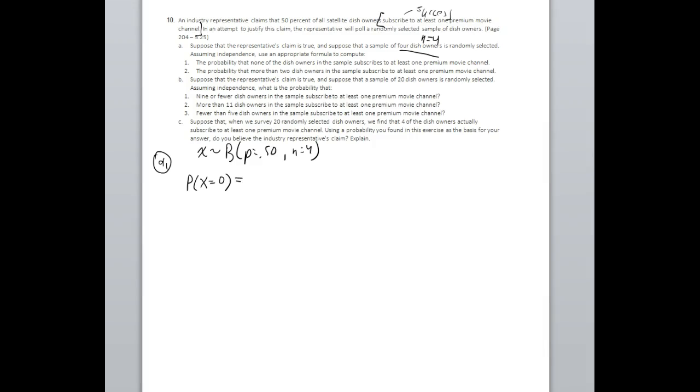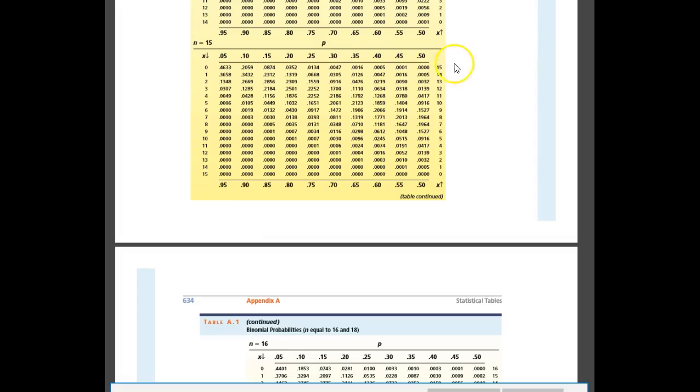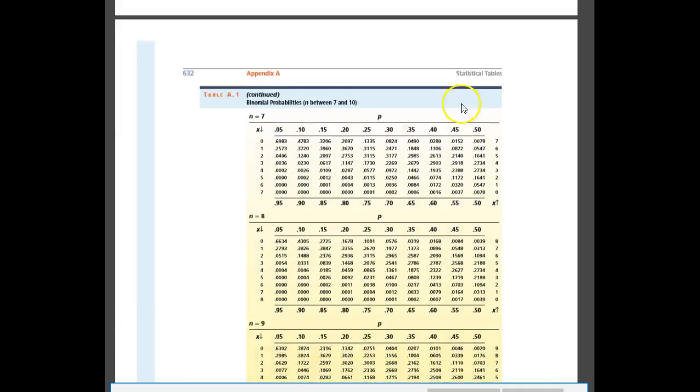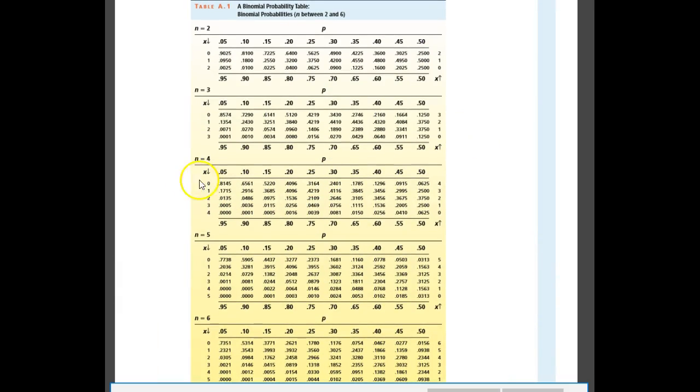Let's just go do this at our table. So we look for a table of n equal 4 and where the p-value is 0.5. So we scroll up, n equal 4 table in the binomial, and 0.5 probability. Because it's 0.5, you can either go down or go up. Doesn't really matter. So 0.5, where x equals 0, 0.0625.